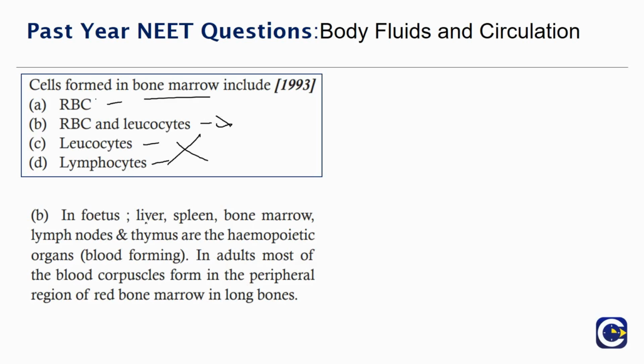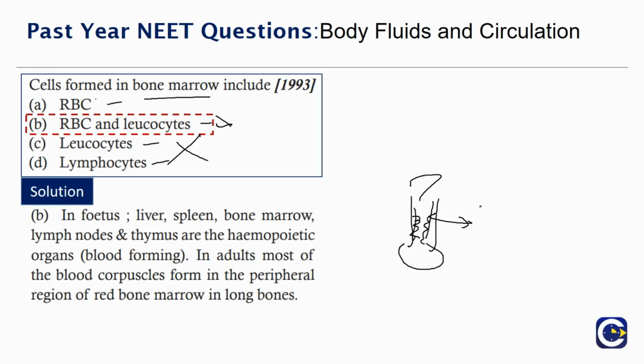In the fetus, liver, spleen, bone marrow, lymph nodes and thymus are hematopoietic organs, blood forming organs. In adults, most of the blood corpuscles form in the peripheral region of red bone marrow in long bones. For example, take the tibia, which is the leg bone. Here we have the red bone marrow. Here the RBC and other leukocytes are formed. So the option is RBC and leukocytes.